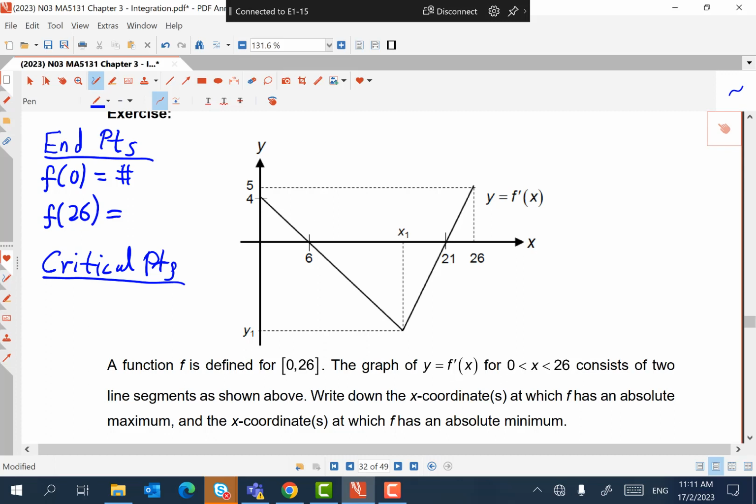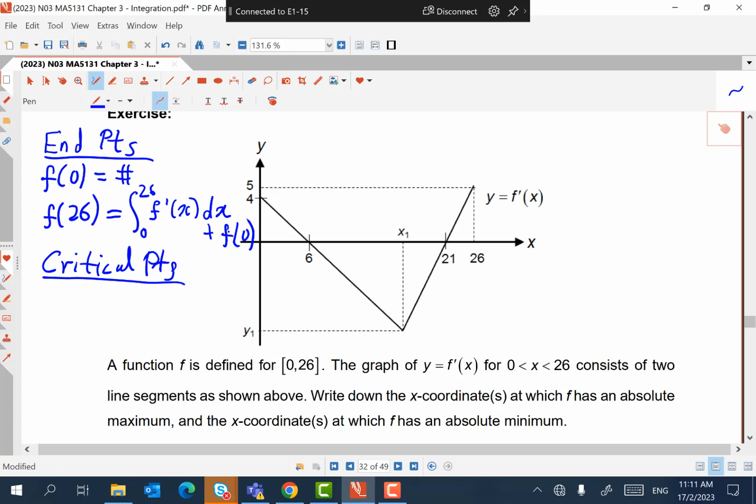Then to find f26, f26 is actually the integral from 0 to 26 of f prime x dx plus f0.